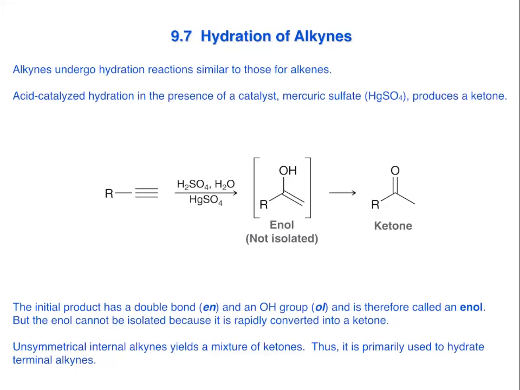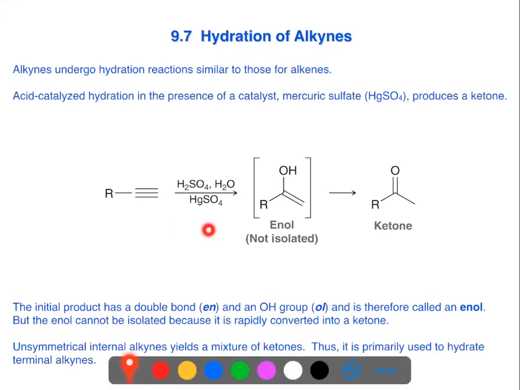You'll notice in this example that the catalyst that's used primarily in this reaction under acidic conditions is mercuric sulfate, HgSO4. And so HgSO4, in the presence of acidic media, in this case sulfuric acid and water, we will observe the hydration of an alkyne.